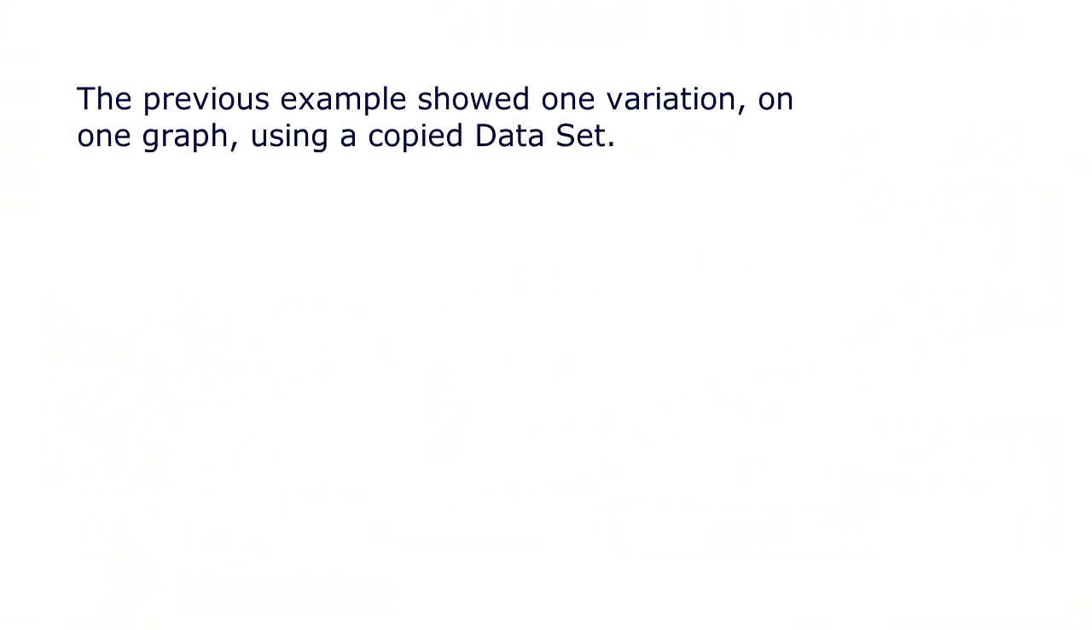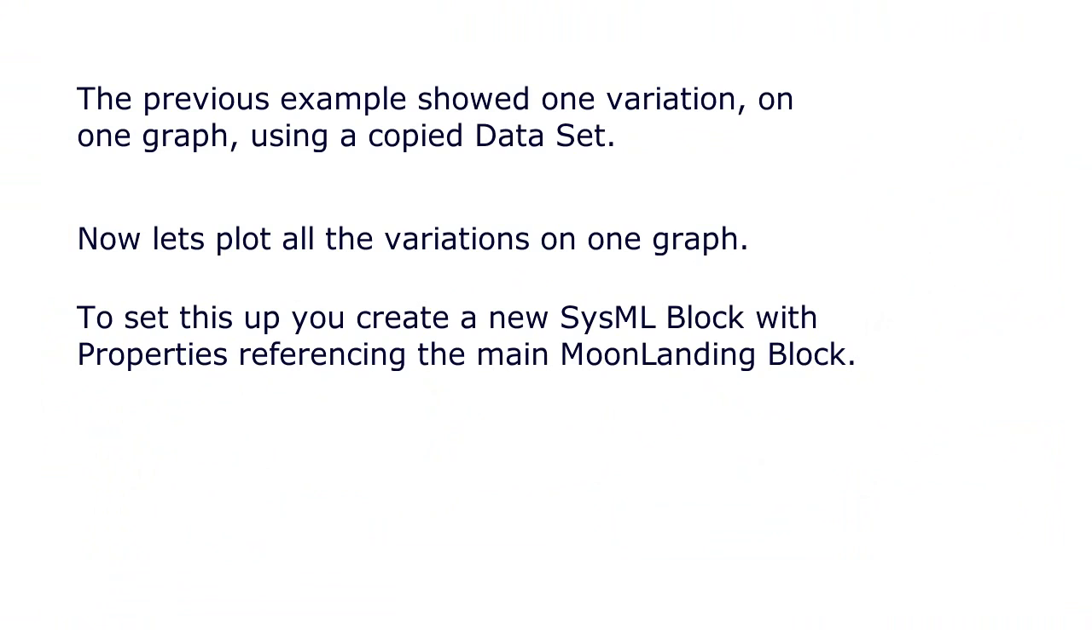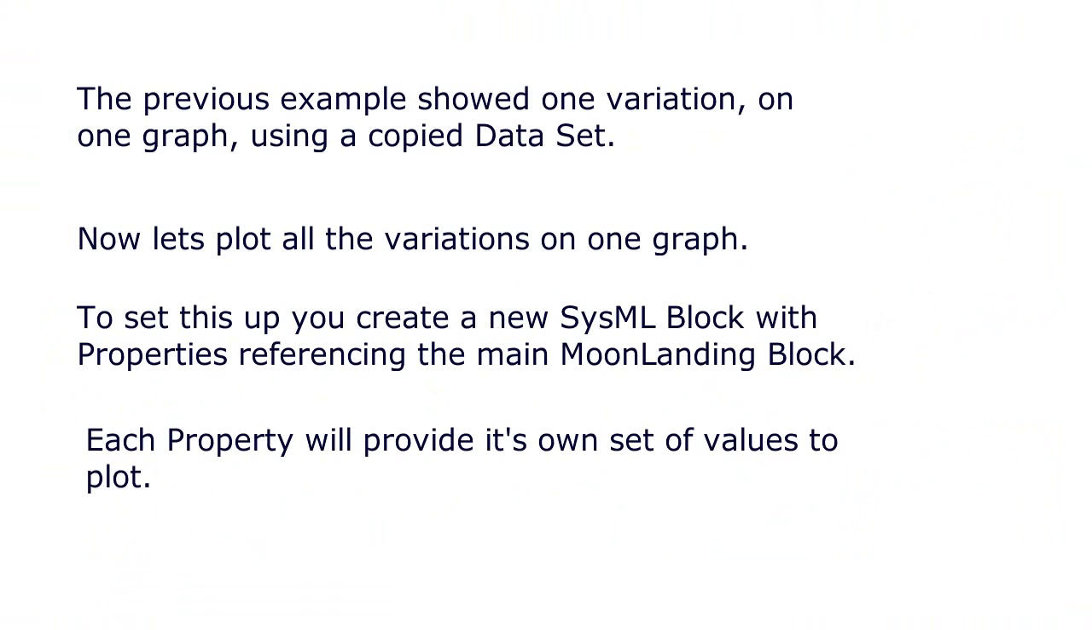The previous example showed one variation on one graph using a copied data set. By increasing the force from 36,350 to 46,350, we missed the moon by 20,000 meters. Now let's plot all variations on one graph. To set this up, you create a new SysML block with properties referencing the main moon landing block. Each property will provide its own set of values to plot.